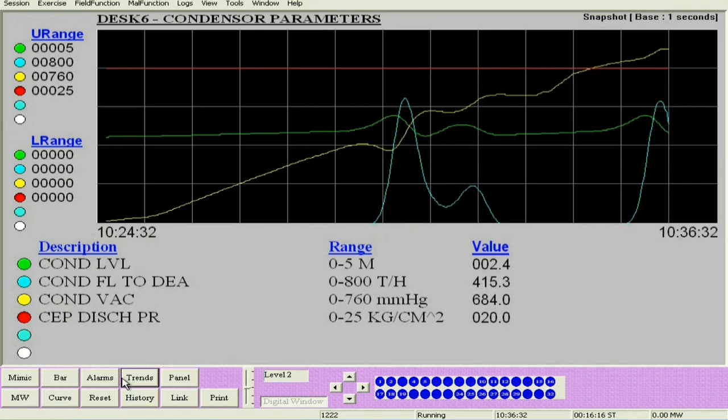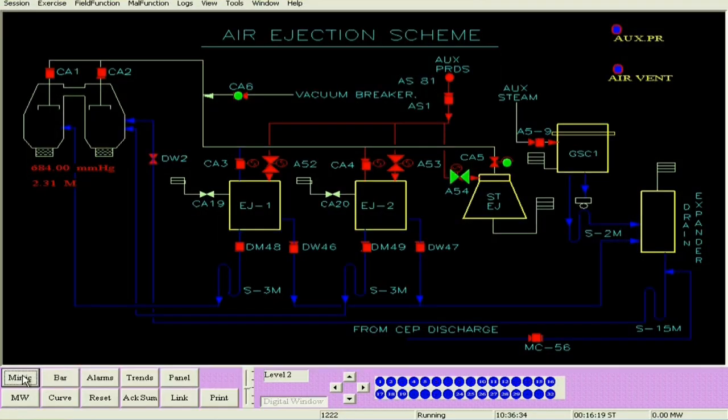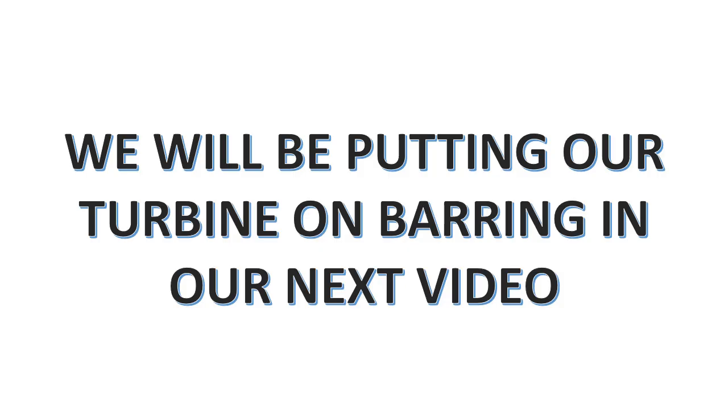So with this the vacuum buildup is complete, and now I take your leave. We will discuss the barring gear in the next video.